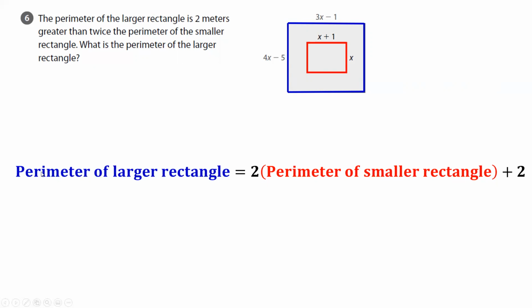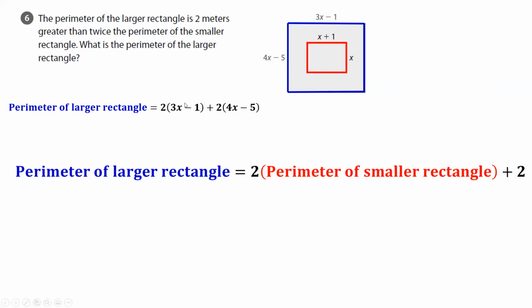Now let's go and break down what the perimeter of the larger rectangle is. Well, the perimeter of the larger rectangle will just be when you add up all of the sides. I know the top is 3x minus 1. Well, I also know the bottom is 3x minus 1. Remember, opposite sides of a rectangle measure to be exactly the same. So basically, I have 3x minus 1 2 times. The top and the bottom are both 3x minus 1. And then the left and the right side are both 4x minus 5, so I have that twice.